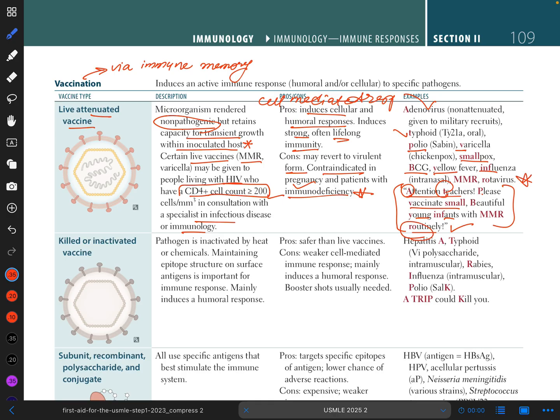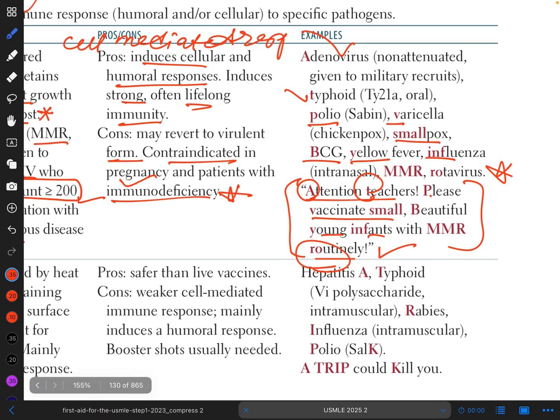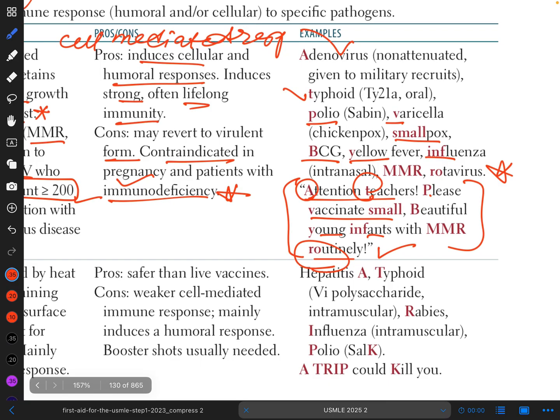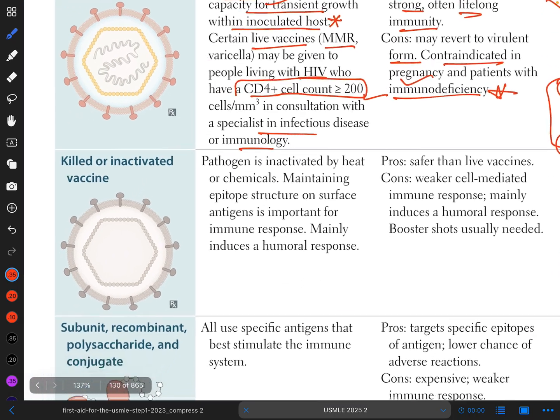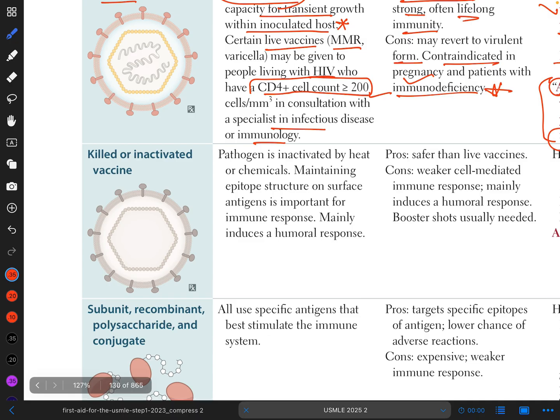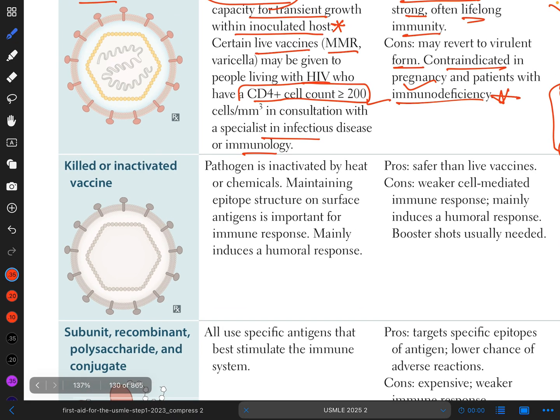So don't forget this mnemonic. Attention teachers, please vaccinate small, beautiful young infants with MMR routinely. And what are the examples? Adenovirus, typhoid, polio, varicella, smallpox, BCG, yellow fever, influenza, MMR and rotavirus. Understand? Next, we are going to the killed or inactivated vaccine.